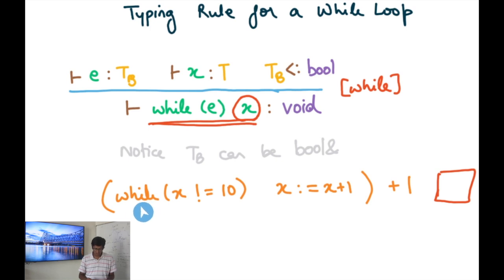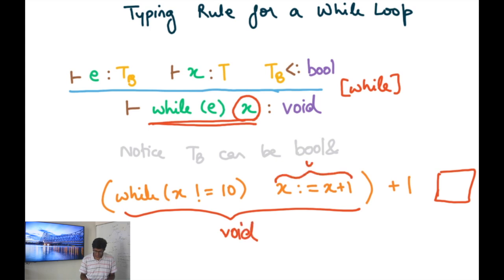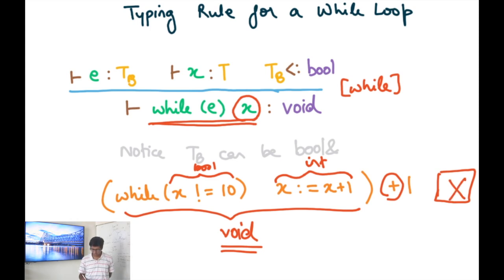So what does it mean? For example, let's consider this expression: while x is not equal to 10, x := x + 1. Well, this expression here will have the type void. Recall that this expression here will have the type int, and this expression here will have the type bool. But void cannot be used with the addition operator because there is no typing rule that allows me to add void to 1, and so this is not type correct, because of this plus 1 at the end.